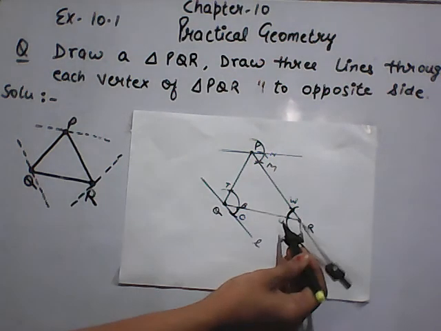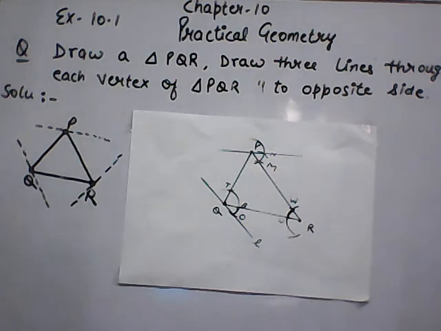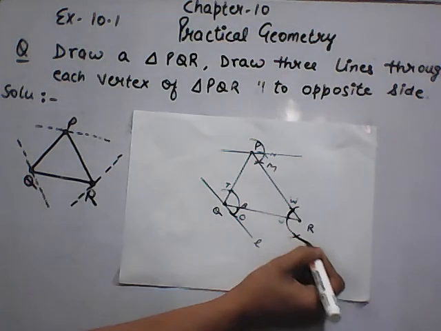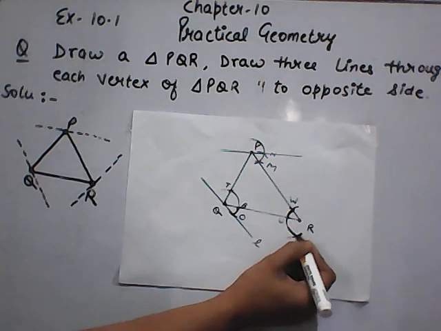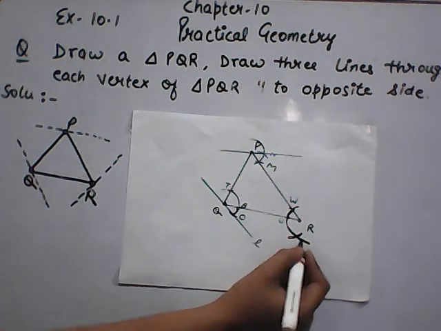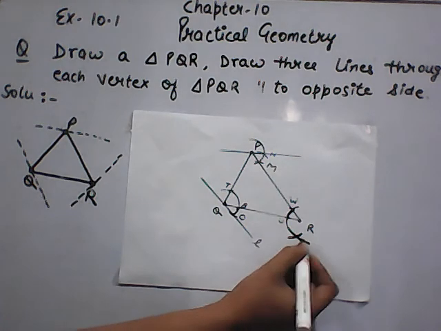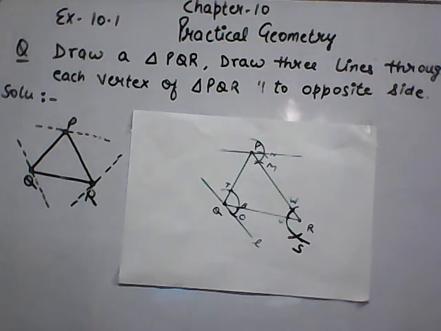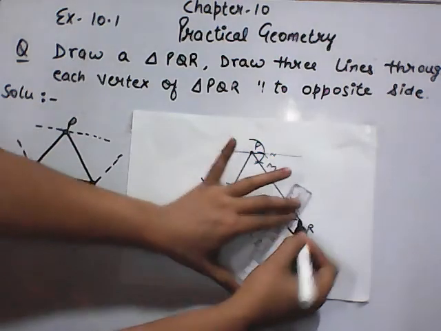These two alternate interior angles are equal. Now, suppose it cuts at point S. Now, join R and S with the help of ruler.